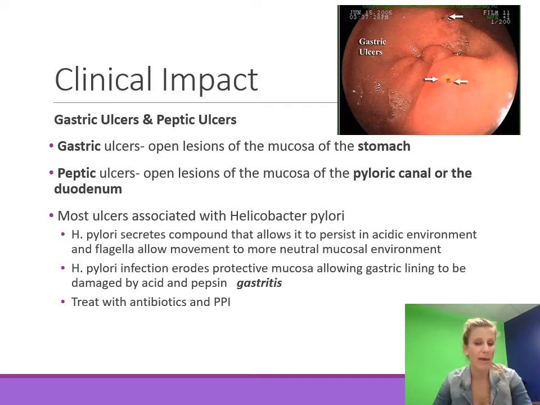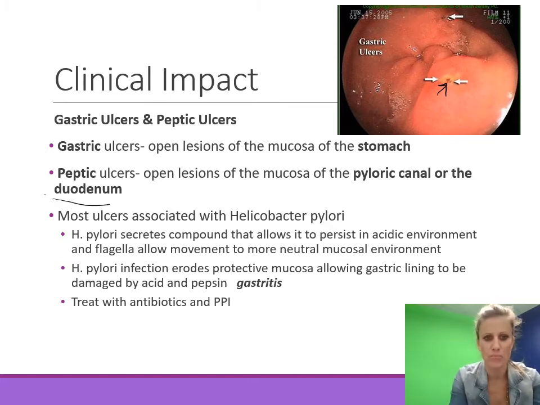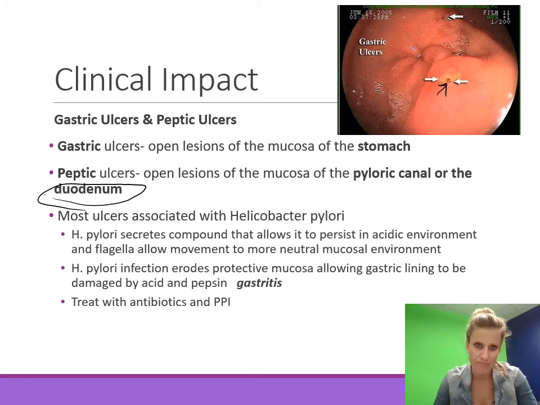Gastric ulcers and peptic ulcers refer to open lesions that are present in the stomach and the duodenum. Gastric ulcers are open lesions that are specifically in the mucosa of the stomach, and you can see them here. You can see the little areas where there's actually open sores present in the lining of the stomach. Peptic ulcers are open lesions in the mucosa of the pyloric canal or the duodenum. So the pyloric canal is literally like the opening or the passageway going into the duodenum. Peptic ulcers, though, are most commonly in the actual duodenum.